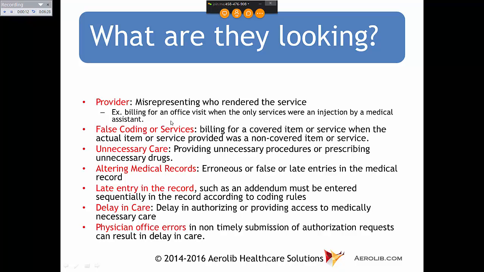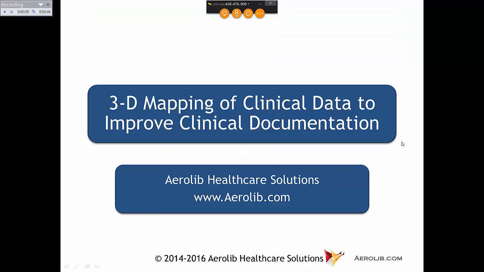Physicians and healthcare personnel altering medical records or late entries, there's a where to put that in. Delay in care, and that's what CMS has identified as gaming of the system. But feel free to pause at this time when you're in the LMS and looking at these presentations.